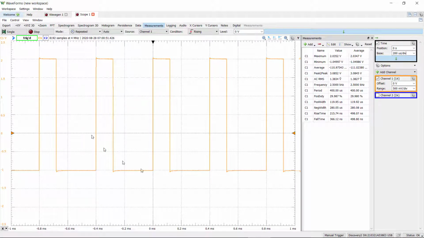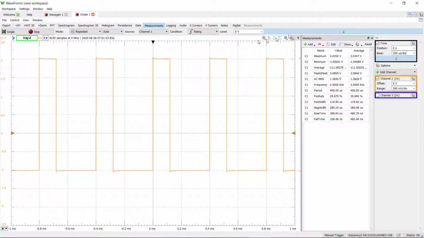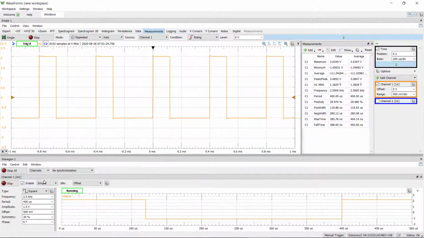Now let's make some changes in the waveform and see the result of those measurements. So to do that, instead of flipping back and forth between the waveform generator and the scope, let's put them on the same screen. That's where we come over here and we change the windows. We dock one under the other, and I don't need this to be very big, so I'm going to make the top window bigger.